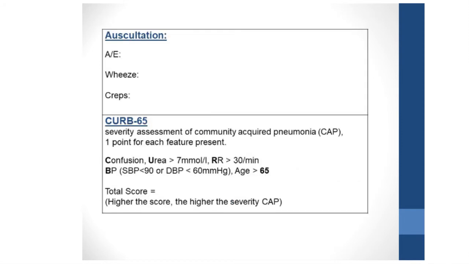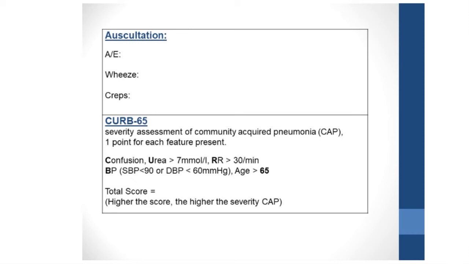So after that, if you do have a stethoscope and you're able to auscultate the chest, then you're listening for the air entry. You're trying to listen for any wheeze, and whether it's an inspiratory wheeze or an expiratory wheeze. Then you're listening for any creps, whether they're very wet creps or coarse creps, whether they're widespread, or whether they're to a specific lobe or a specific region.